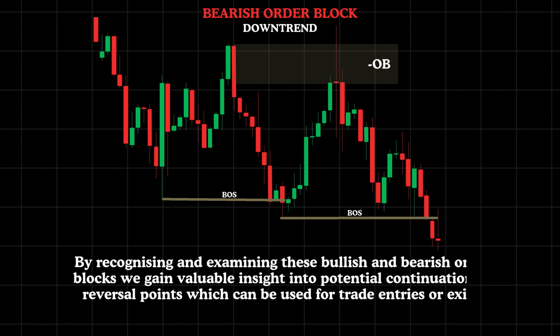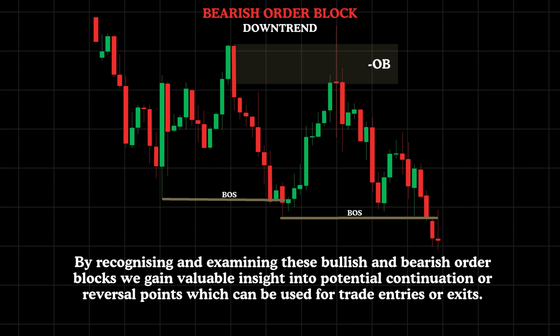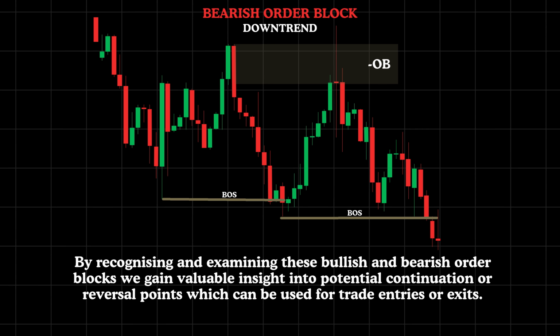By recognizing and examining these bullish and bearish order blocks, we gain valuable insight into potential continuation or reversal points, which can be used for trade entries or exits.